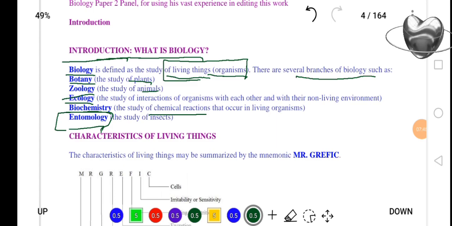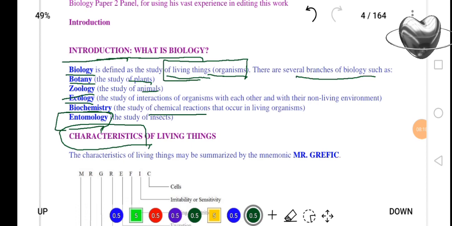What we have discussed so far, we have not discussed anything related to substances that do not possess life. We are talking about living organisms, and we are studying living organisms under branches of biology. And these living organisms are going to have characteristics. What are the characteristics? We are talking about the features of living organisms that enable us to distinguish the living organisms from the non-living organisms.